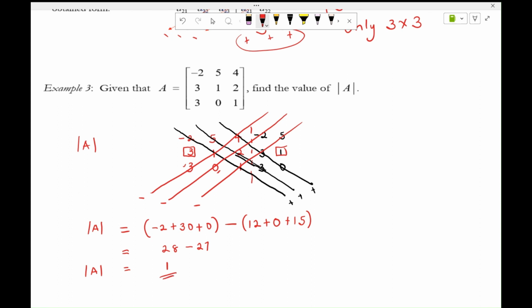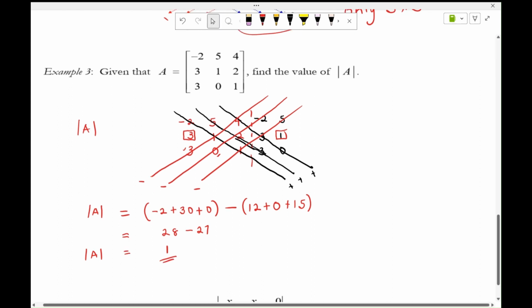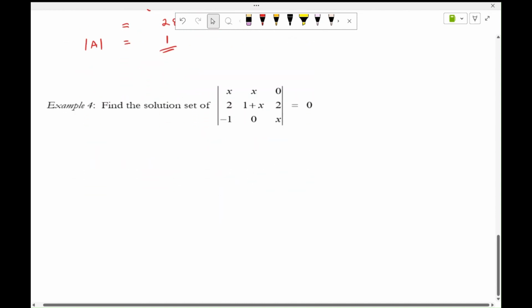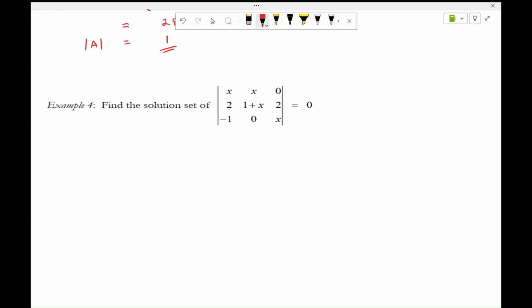All right. Okay, so let's go to the last question, question number 4. It says, find the solution set of this. So this is saying that what? The determinant, now please take note. This is not a square bracket, right? This is not a bracket. So it means this is not a matrix. It's already a determinant. So this is saying that the determinant is 0.